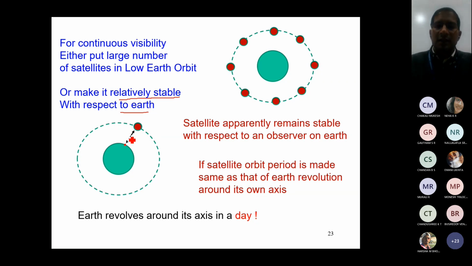So that concept we can apply here. If the satellite moves in its orbit at the same velocity at which the Earth rotates itself, then these two points, the ground station on the Earth and the satellite, will focus on each other at every point of time throughout the year. So this is called relatively stable, so that we can establish a continuous communication link throughout the year and throughout the life of the satellite.